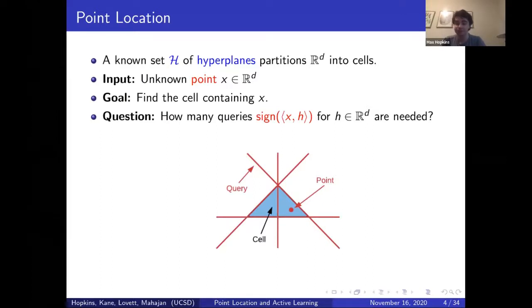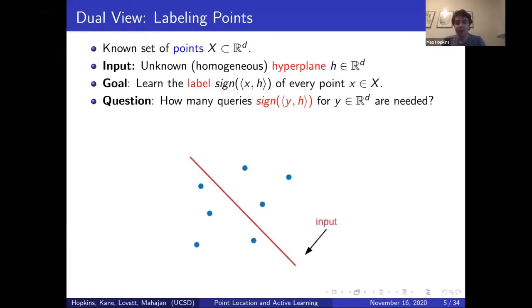and the overall goal is to make as few queries as possible to find the correct cell. So I want to take a moment to talk about the dual view of this problem, which actually comes from more of a learning theoretic standpoint. So instead of a set of known hyperplanes, here we'll have a set of known points, like data points in d dimensions, and our input will be an unknown, and for now we'll assume homogeneous, hyperplane in R^d, which is just like a linear classifier.